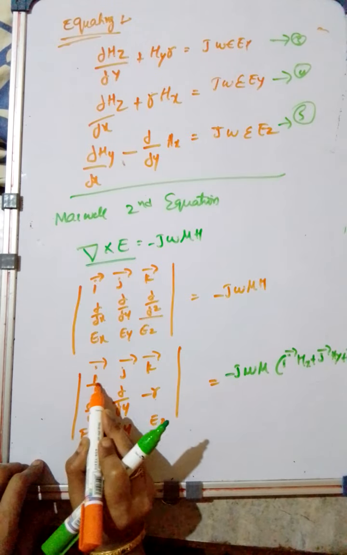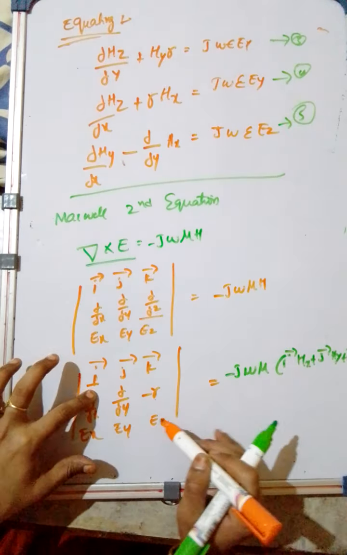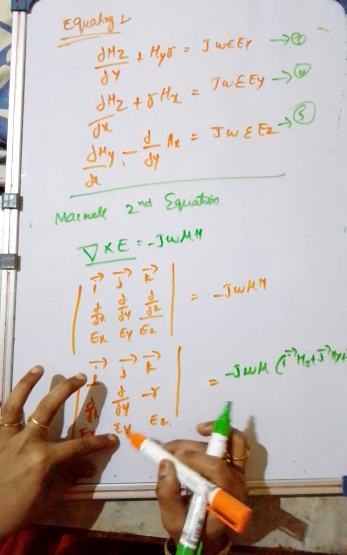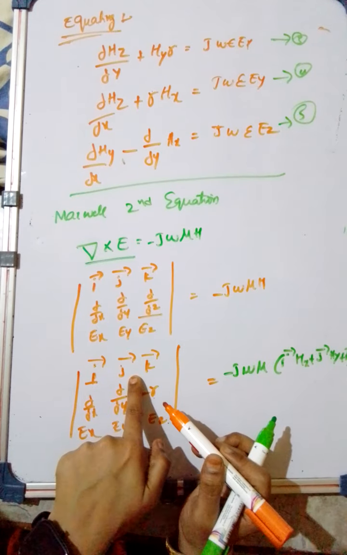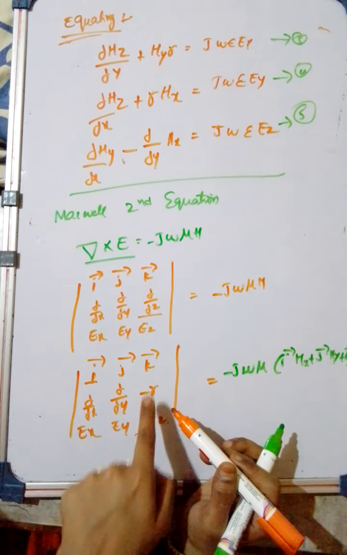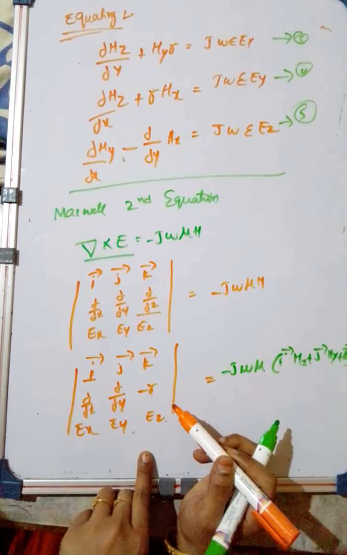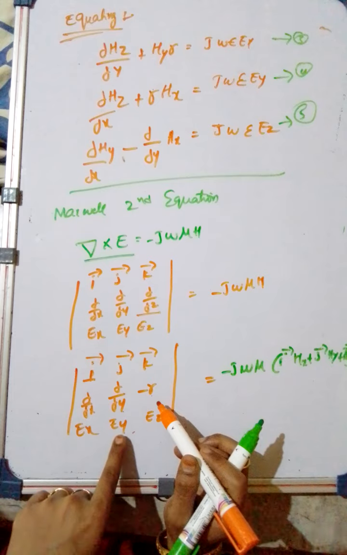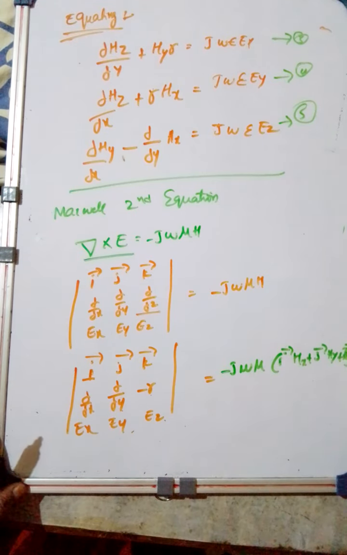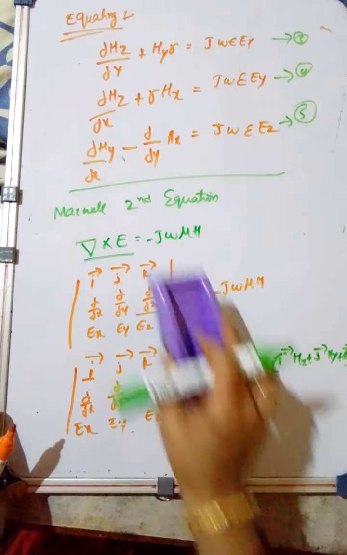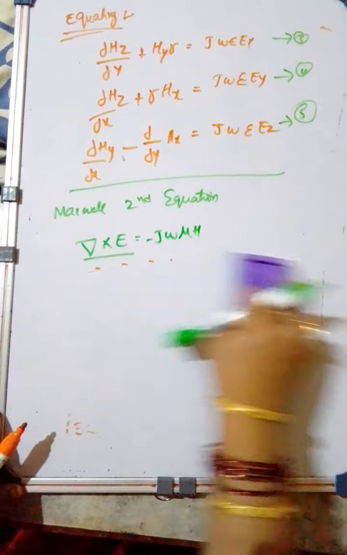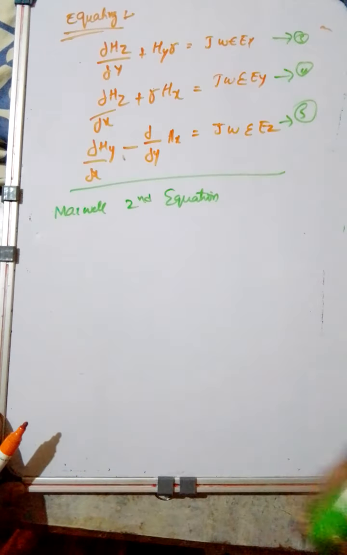For i, we have dou by dou y of e_z plus r into e_y. For j, we have dou by dou x of e_z plus r into e_x. For k, we get dou by dou x of e_y minus dou by dou y of e_x. Now equating all those terms, similarly like this we will get. Let us see what we get from Maxwell's second equation.